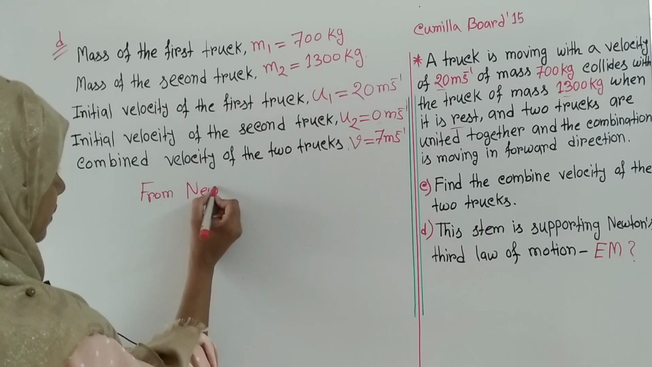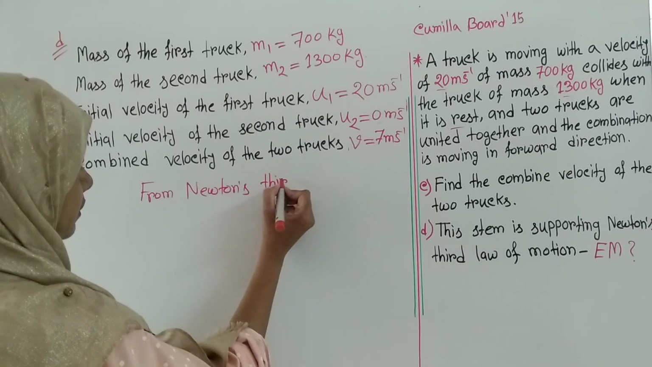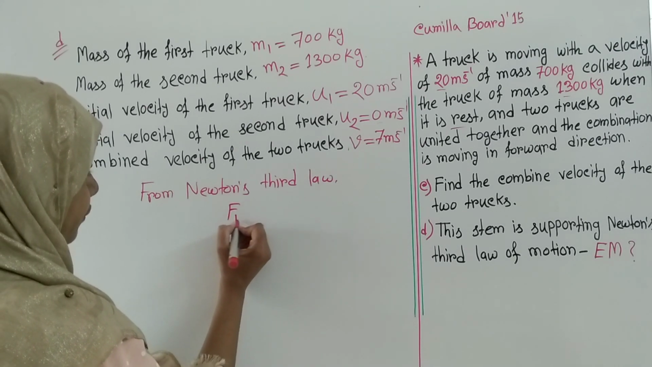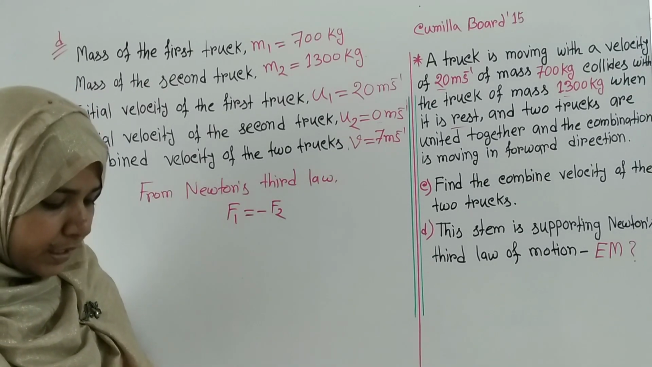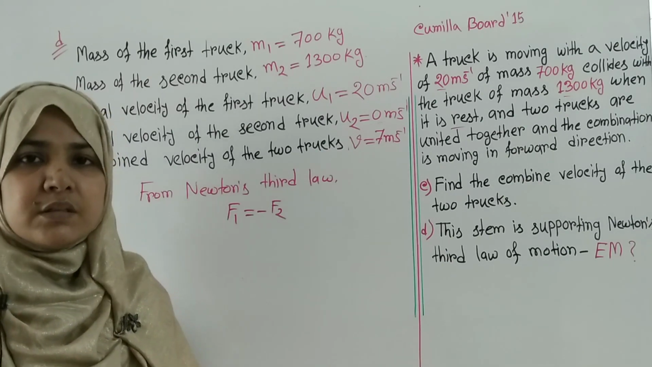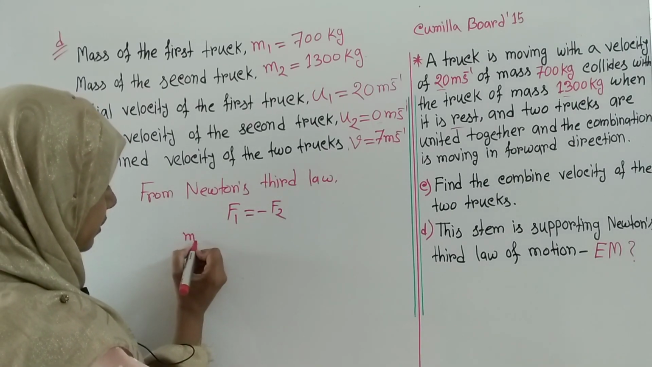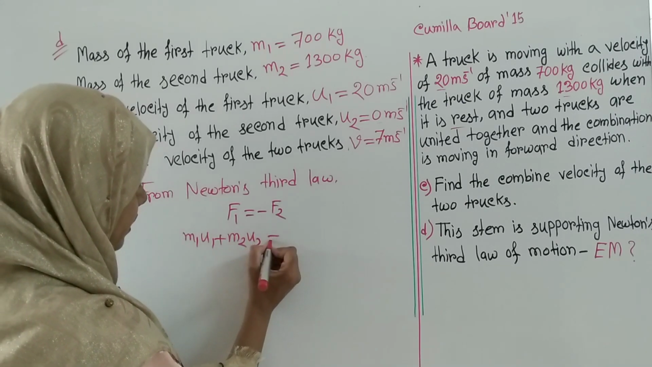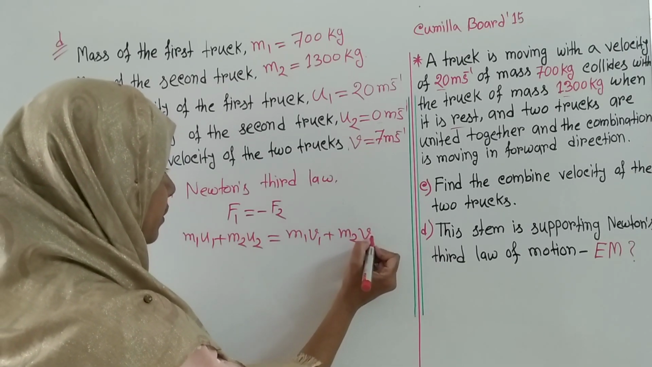That means according to Newton's third law, we can write that F1 is equal to minus F2. Now from this equation we get another equation, which is known as the law of conservation of momentum, and the equation is m1u1 plus m2u2 is equal to m1v1 plus m2v2.